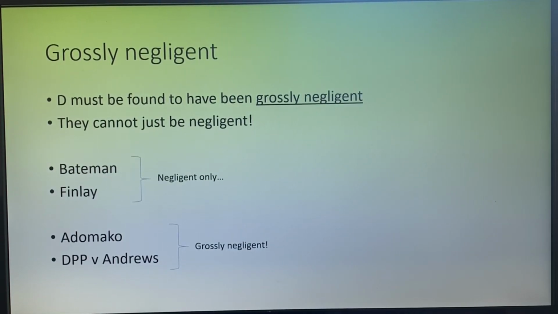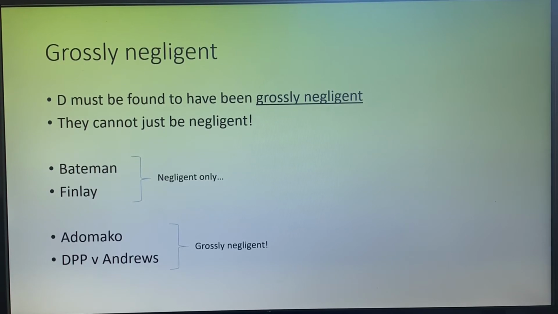In terms of what grossly negligent is, there's no real definition of it. All we know is that it can't just be negligent. So in Bateman and Finlay, they were negligent only. Bateman was having a home birth and her uterus prolapsed, it sort of came out basically. The doctor didn't send her to hospital for 5 days, she got an infection and died. It was 1925, so bear in mind that that was classed as negligent only.